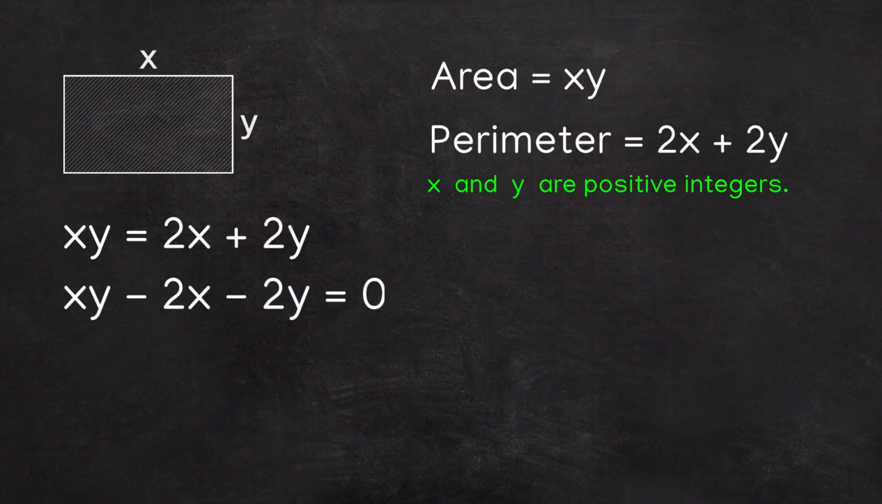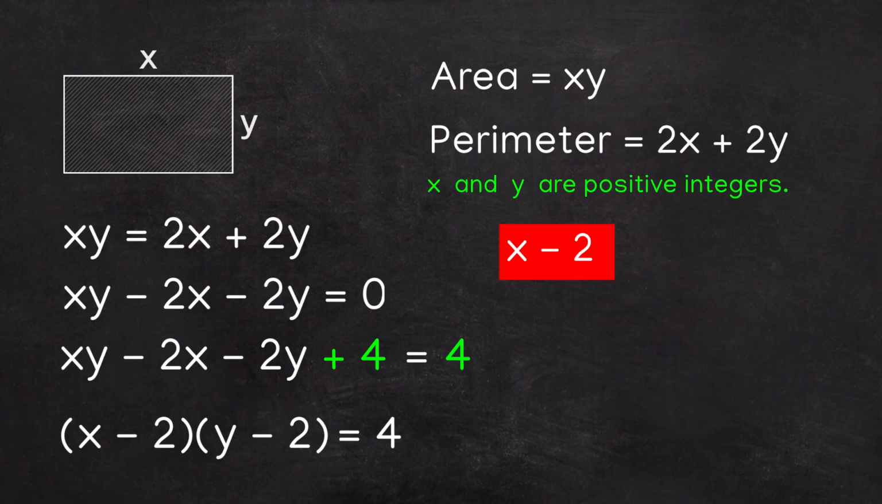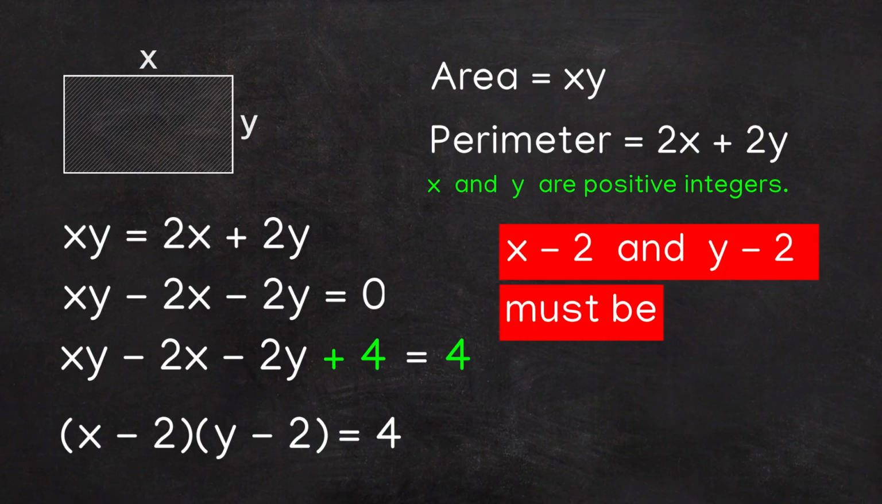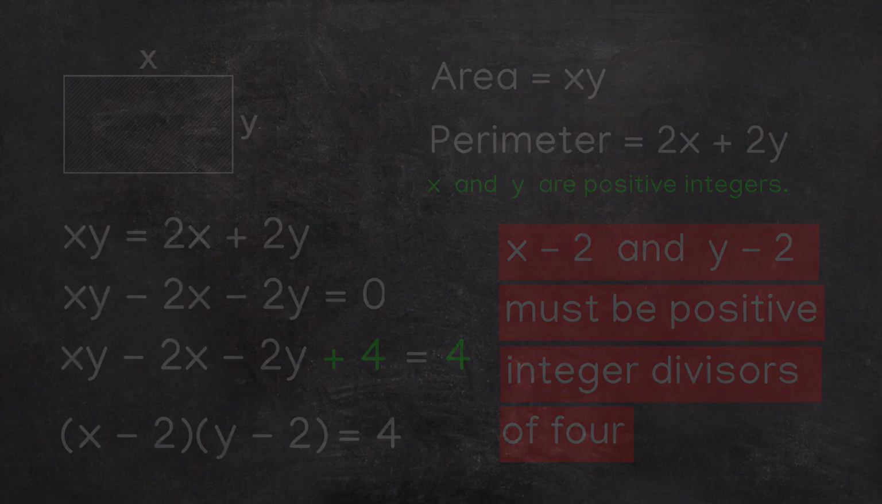Bringing everything to the left side, adding 4 to both sides, and factorizing the left-hand side, we end up with (x minus 2)(y minus 2) equals 4, where x minus 2 and y minus 2 must be positive integer divisors of 4. Therefore, one of the following cases must hold.